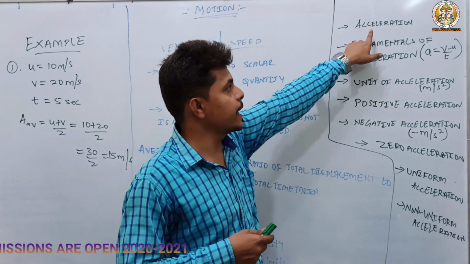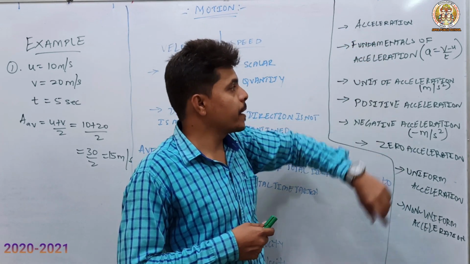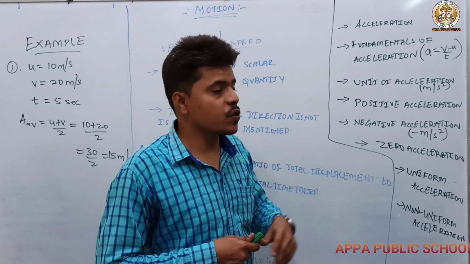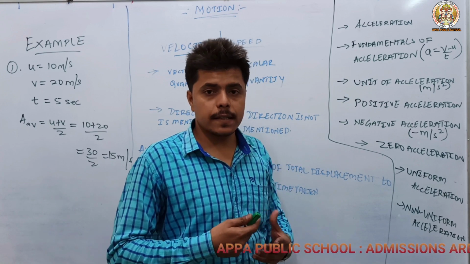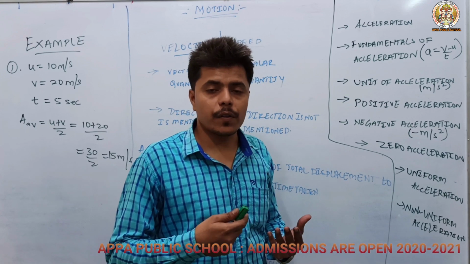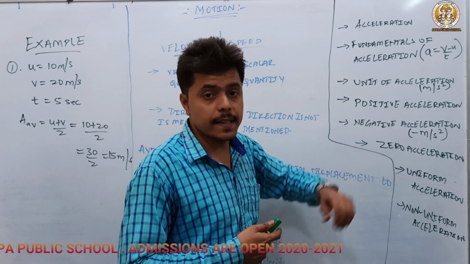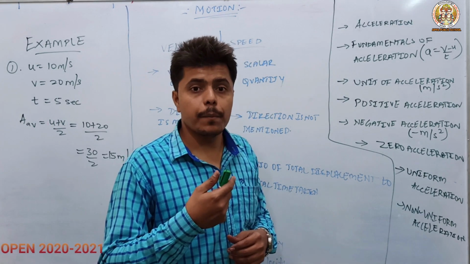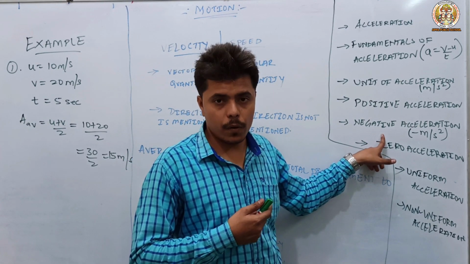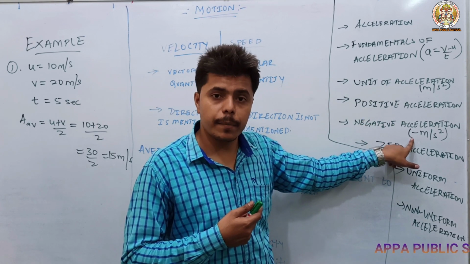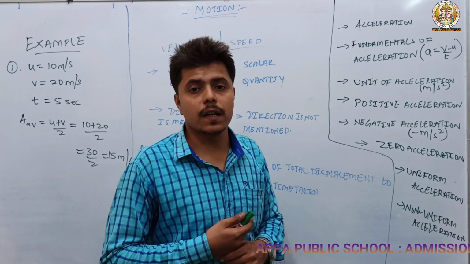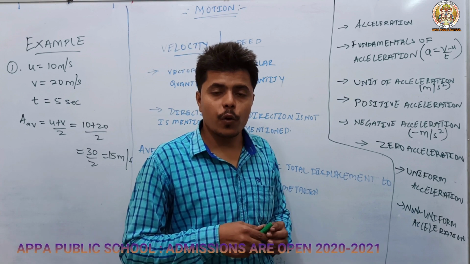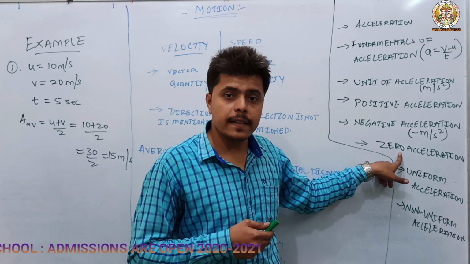So acceleration means the rate of change of velocity with respect to time. Fundamentals of acceleration: a is equal to v minus u by t. The unit of acceleration is meter per second square. Positive acceleration means a plus sign. Negative acceleration is called retardation, and its SI unit is minus meter per second square. For zero acceleration, the numerator may be zero, or u or v might be zero, so we get zero acceleration.